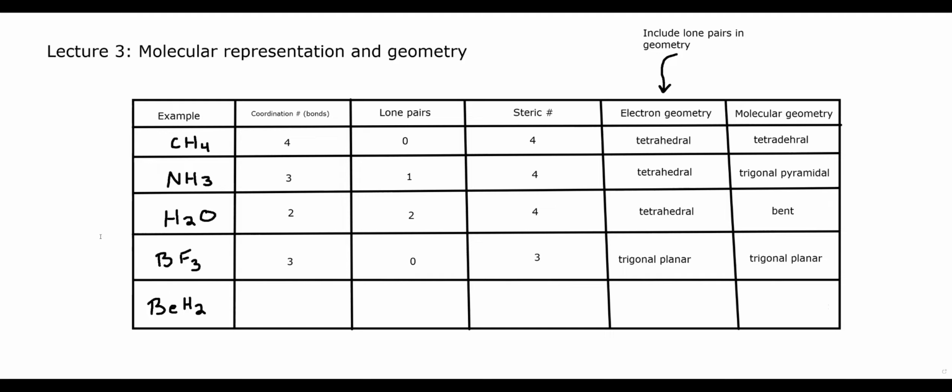And then finally, we have beryllium hydride, BeH2. We have a coordination number of 2 with 0 lone pairs, giving us a steric number of 2. If we have 0 lone pairs, again, that means the electron geometry will be the same as the molecular geometry. Both of these are linear.